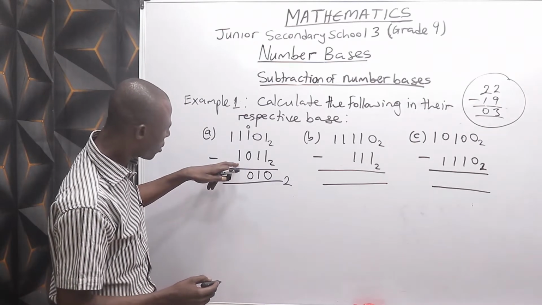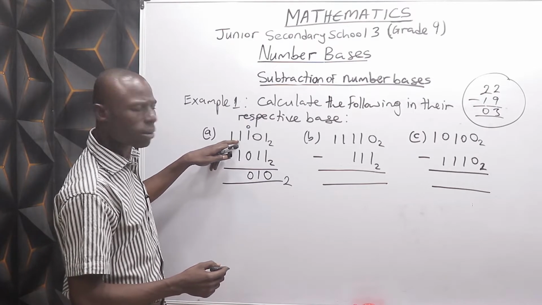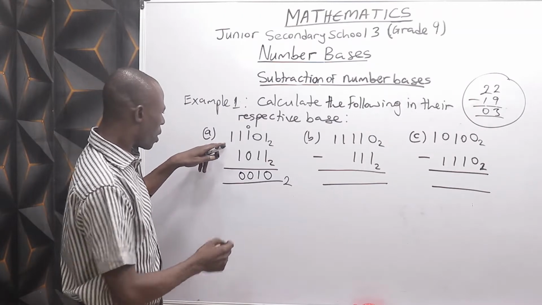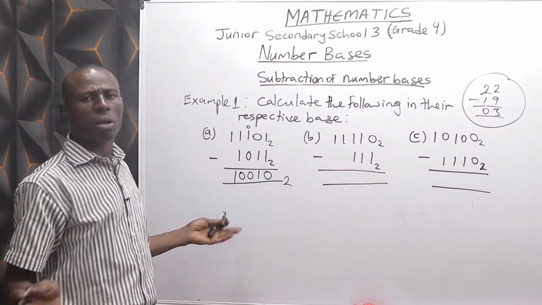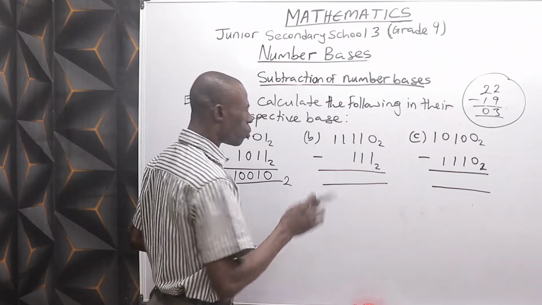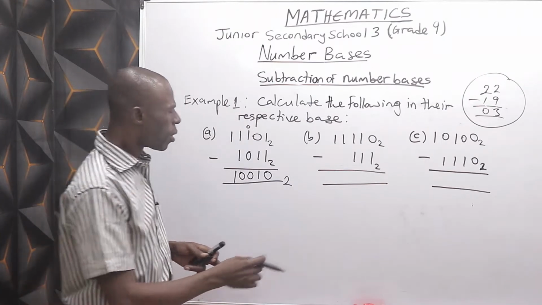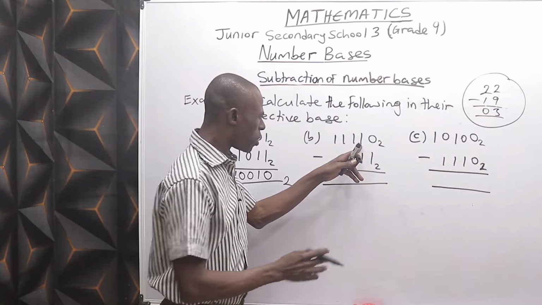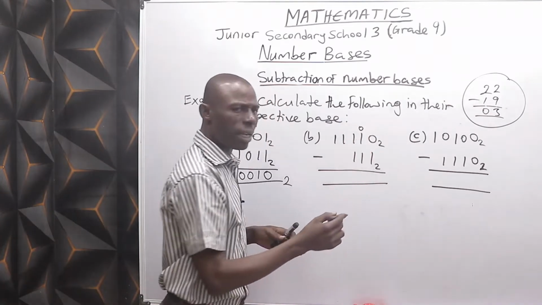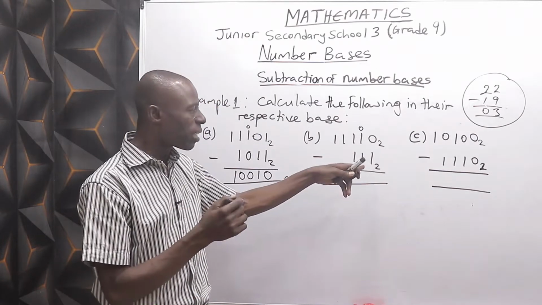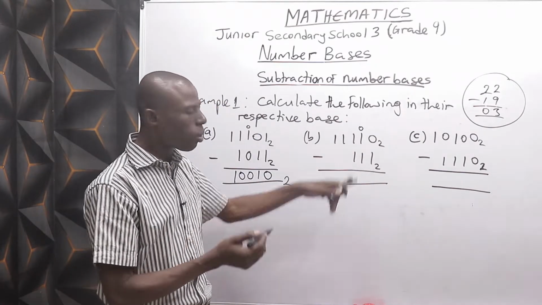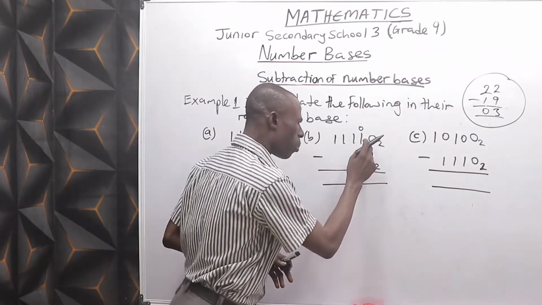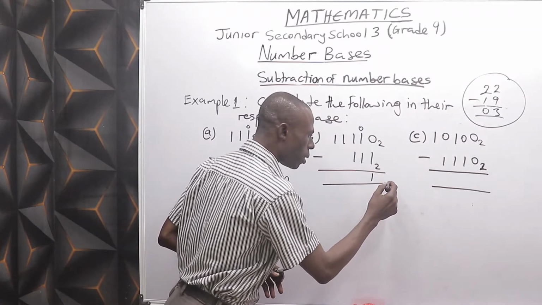Subtract 1 from 1. Answer is 0. The 1 remaining here, just bring it down. That's all. Come to question B. Subtract 1 from 0 is not possible. Borrow 1 from this 1, so it remains 0 there. The 1 you borrow turns to your base. Your base is 2. The 1 you borrow turns to 2. Add 2 to 0, making 2. Subtract 1 from the 2, you have 1 back.